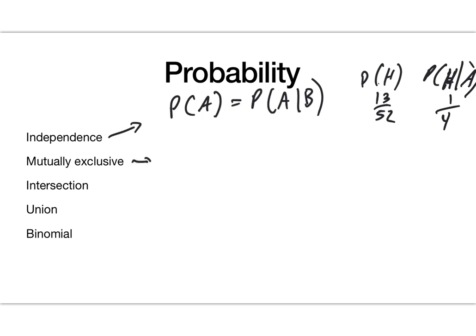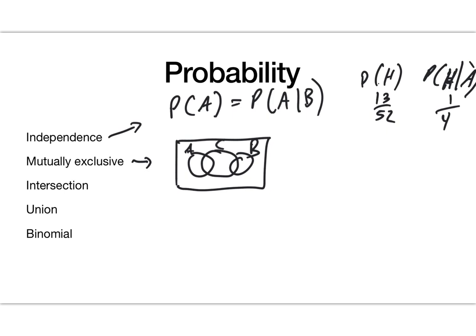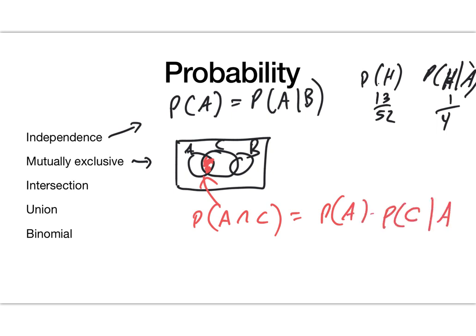Mutually exclusive are 2 events that cannot happen together. In a Venn diagram, if this is group A and this is group B, mutually exclusive means there's no overlap. You cannot be in both at the same time. Intersection, C. So now if we're talking right here, that event is A intersect C. And that's where we do a lot of our probabilities. If I do probability of that happening, that's going to be the probability of A times the probability of C given that A just happened.